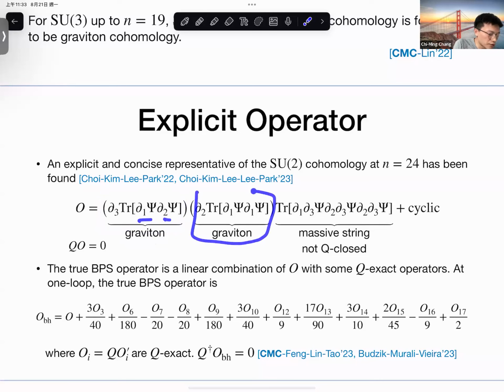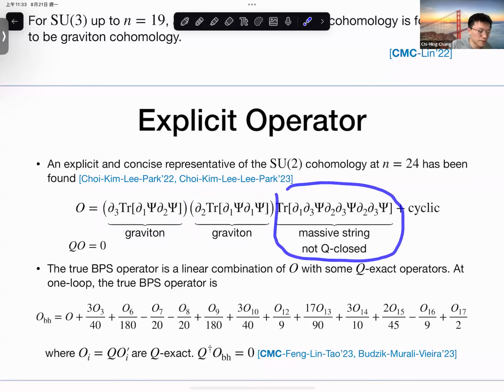The second one is also a graviton operator, and the third one is not Q-closed. Otherwise, it would be graviton cohomology. In particular, this one by itself will have non-zero anomalous dimension. And you can actually interpret it as a massive single string at weak coupling.